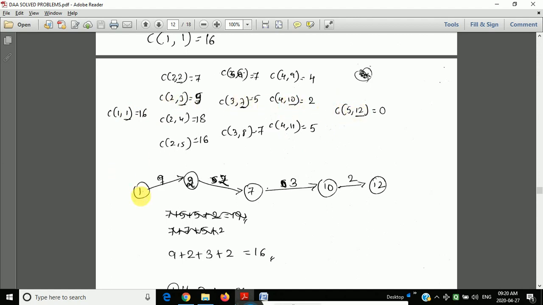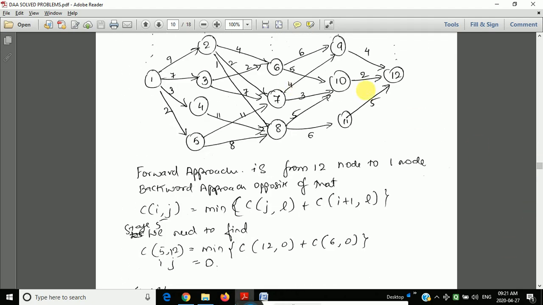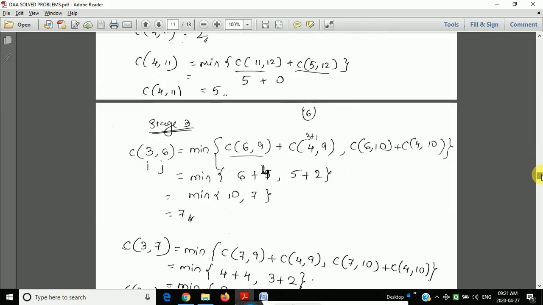So 7 is the smallest here, not 9. 7 is the smallest. So 1, 2, 7, 10 and 12. So here the vertices will be 1, 2, 7, 10 and 12. So like this it will find out the shortest path. First we have to solve all this, then we will get the answer. 1, 2, 7, 10 and 12. This is the last answer.